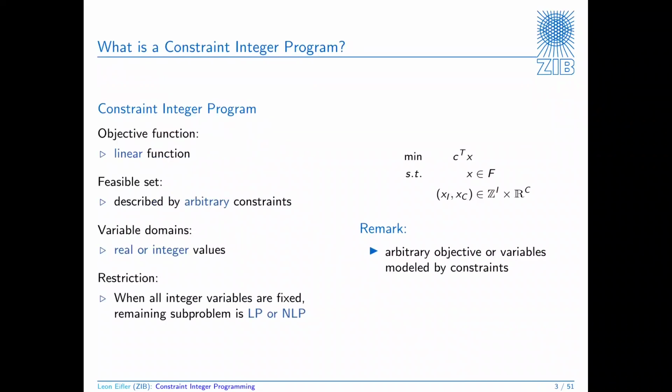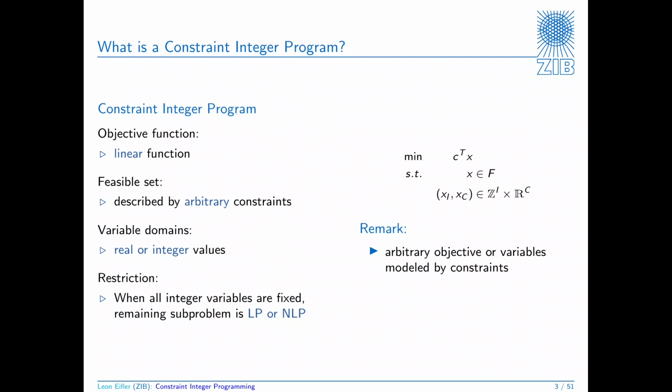First, we define what a constraint integer program is, and then we look at an example to illustrate why this more general formulation might be useful. A constraint integer program has a linear objective function, and let me just point out that this is just a technical requirement. You can model any kind of objective function by modeling it as a constraint and bound it by some variable and put this as the objective. The feasible set is described by an arbitrary set of constraints. So these can be linear or nonlinear, but they can also be more general, which we will see in the example later. The variable domains are either real or integer valued.